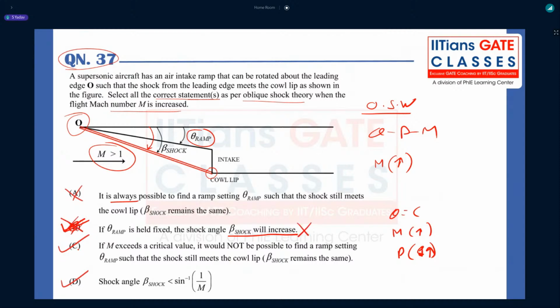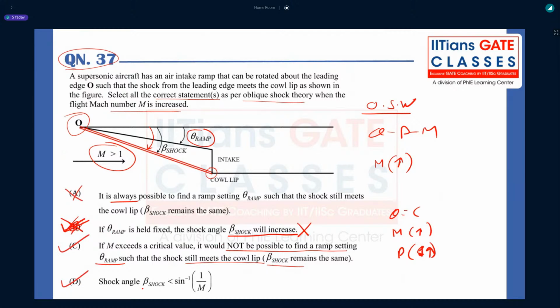Now look at C. What it says: if M exceeds the critical value, it is not possible to find a ramp setting angle theta such that the shock still meets the cowl tip, with the beta shock remaining the same. That is of course true. If you increase the Mach number to a limit where your theta has become equal to the cowl tip, the intake is fully closed, then you cannot maintain the beta shock further. So the statement is correct.